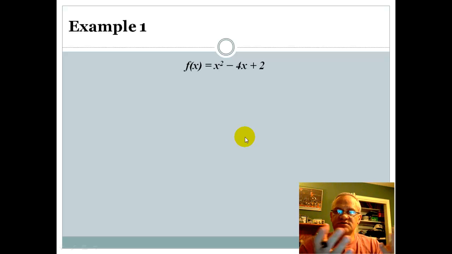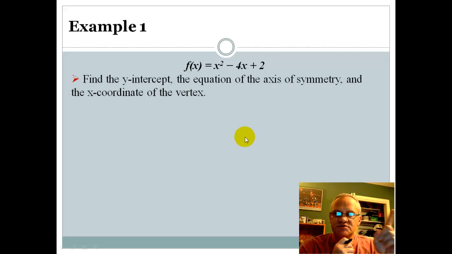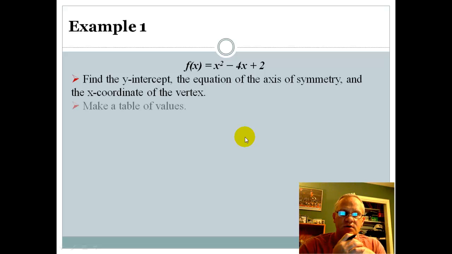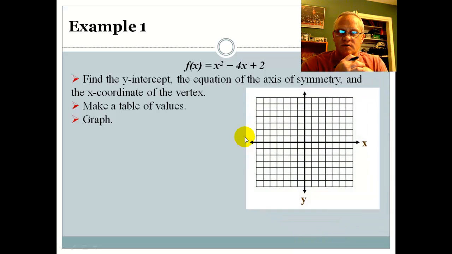Here's an example of a quadratic function: f of x equals x squared minus 4x plus 2. So what do we want to do with this? First of all, we want to find the y-intercept, the equation of the axis of symmetry, and the x-coordinate of the vertex. Then we're going to make a table of values, and then third, we're going to graph it. That's basically what we're trying to do here. There's our graph.